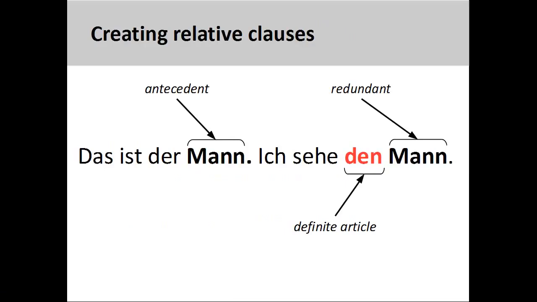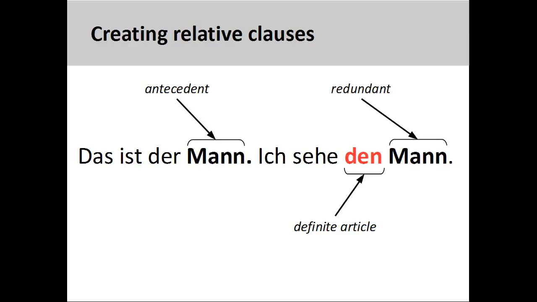By means of a relative pronoun and clause, you can join two sentences together that stand on their own, but have some related component. For example, both sentences you see on the screen, "Das ist der Mann," that is the man, and "Ich sehe den Mann," I see the man, are complete sentences and make perfect sense by themselves.